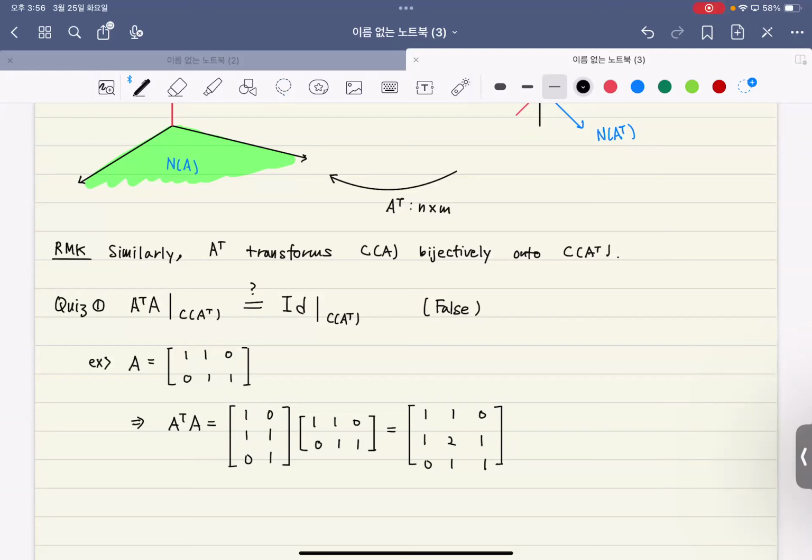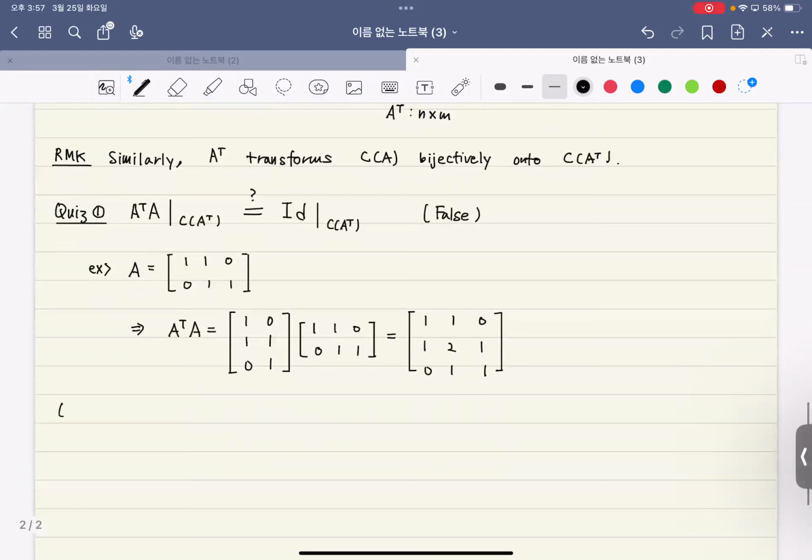This is an example. This is a 2 by 3 matrix. If I take a transpose of this and multiply it all together, then the resulting matrix is this 3 by 3 matrix. As you can see, this is not the identity, even if you restrict it to the row space. So this claim is not true. Quiz number 2 is even more interesting.